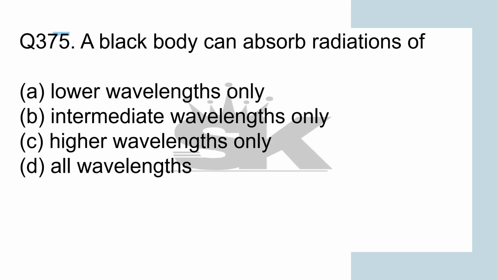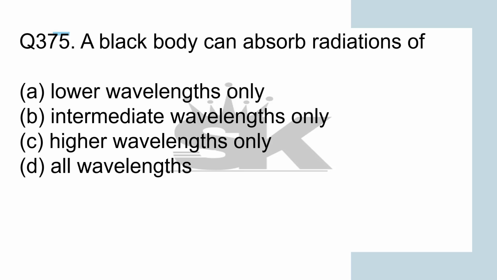A black body can absorb radiation of which wavelengths? A black body is an ideal emitter and an ideal absorber. It can emit a continuous band spectrum without an absorption spectrum. It absorbs all the radiation falling on it, does not reflect any, and the rate of emission is proportional to the fourth power of temperature.